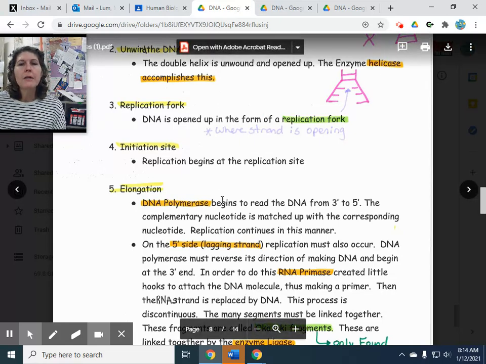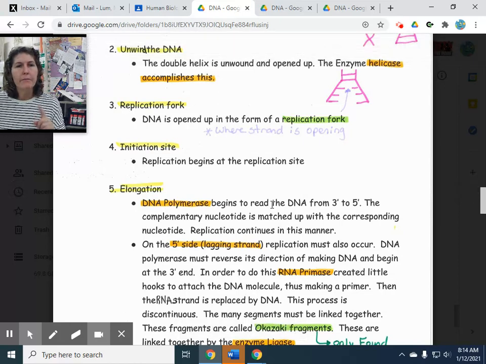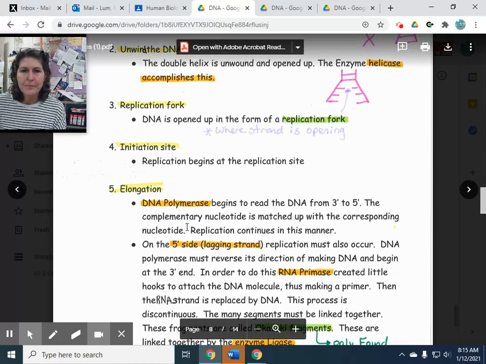So that DNA polymerase begins to read the DNA from 3' to 5'. He's working in an opposite direction. So as he's working up on one side, he's going to be working down on the other. And that's going to cause just a slight little problem there. And we'll see that on the next diagram.